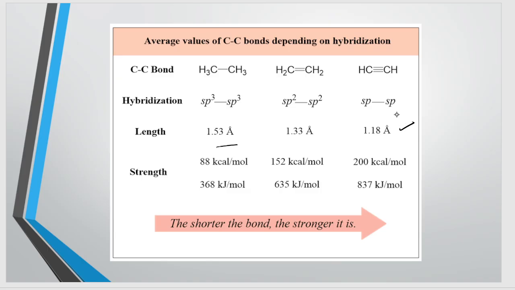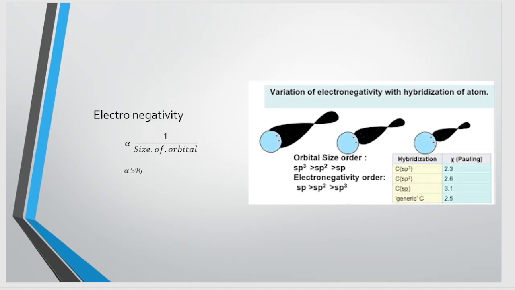bond. So you can clearly see here, the single bond is weak, hence 88 kilocalories. The triple bond is strong and hence 200 kilocalories. Okay, now listen carefully, very important point here.